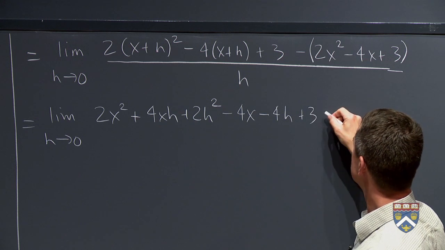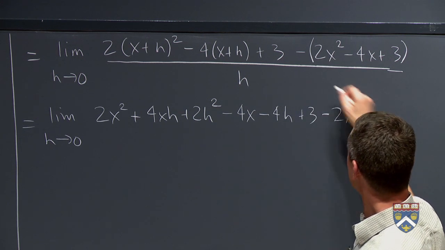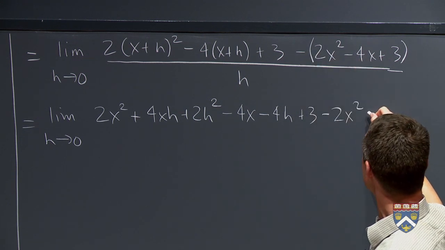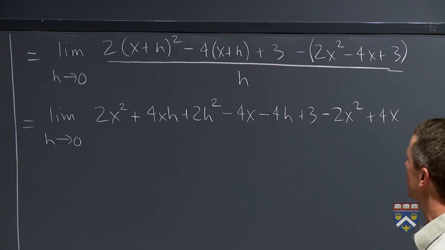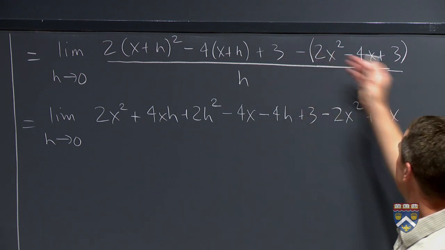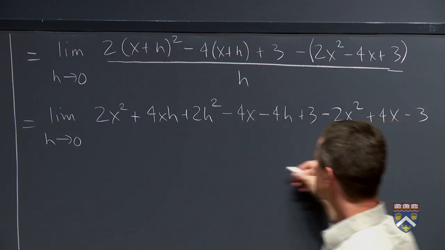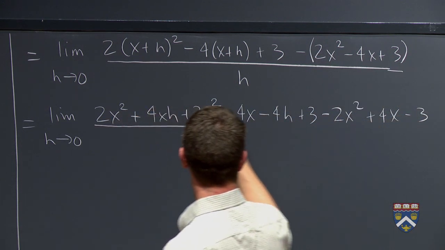And now we put this minus in, and we distribute the minus sign. The minus minus 4x becomes plus 4x. That's good news. We were looking for a 4x to cancel that. And this 3 becomes minus 3. And this is all still over h.